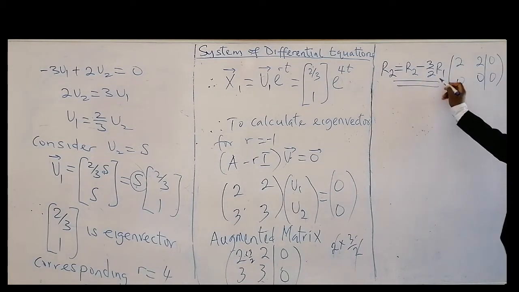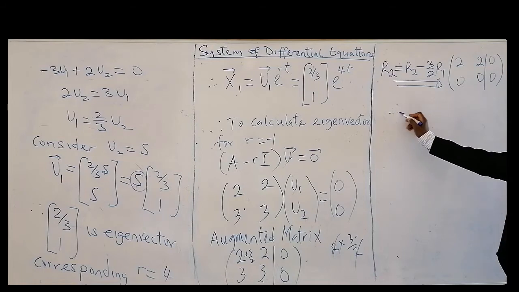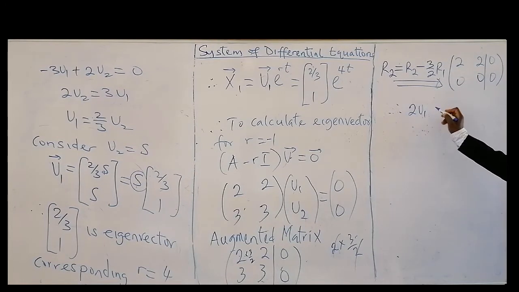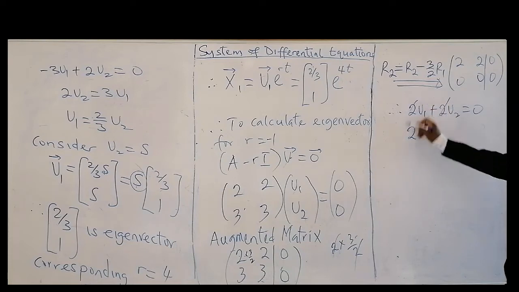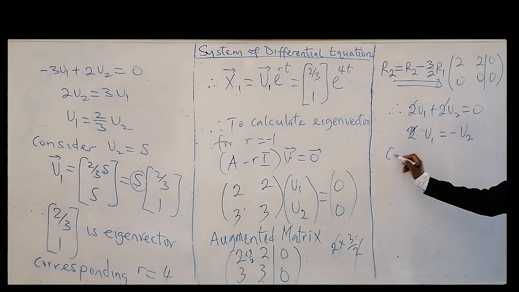So we now have 2u1 plus 2u2 equal to 0. Therefore, the 2 cancels, so we have u1 equal to minus u2.